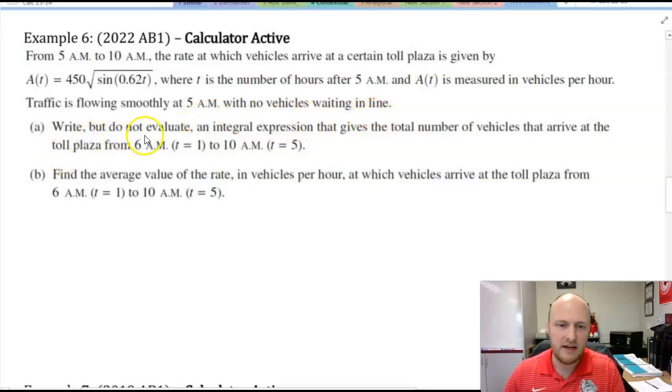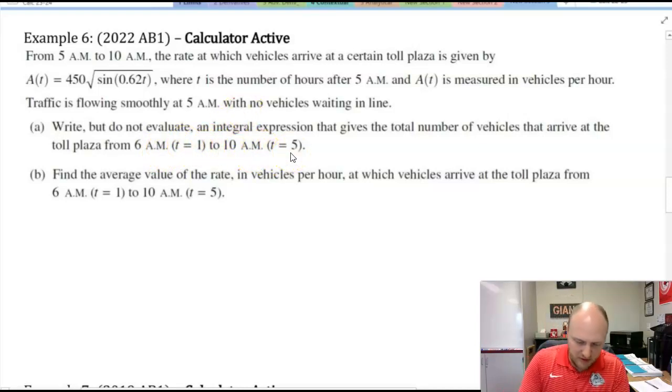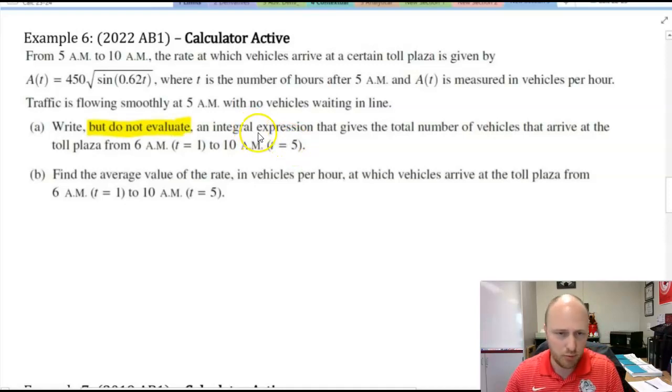A. Write, but do not evaluate, an integral expression that gives the total number of vehicles that arrive at the toll plaza from 6 a.m. to 10 a.m. And they're kind, they give us the t values here. So a couple of things. First, they just want us to write, and it's important, they say do not evaluate. Do not be a hero. You don't get any extra points. You're just more likely to screw something up. Just write an integral expression.